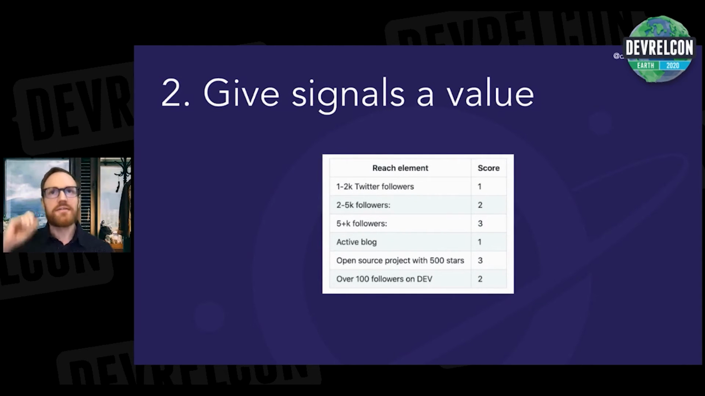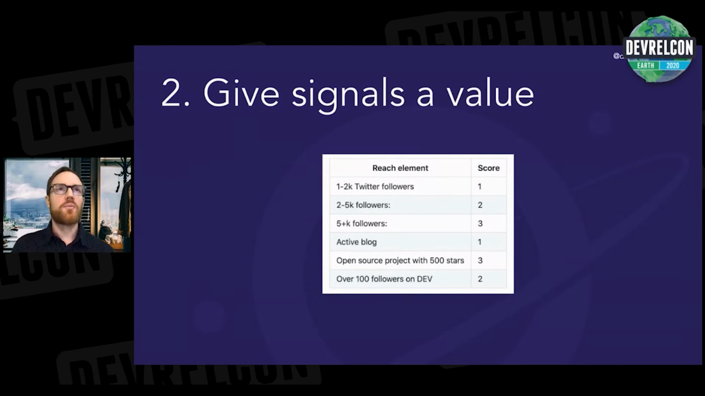And just like with love and activities, you can give each one of those a value. Here we have a little system where we give one signal point if someone has 1 to 2,000 followers, 2 points for 2,000 to 5,000, 5 points if they have 5,000+, a point for an active blog, a couple of points for an open source project, and maybe over 100 followers on the dev community, they get 2 points. As you can see, the math here is quite rough. It's not meant to be precise. It's meant to give you a pretty good idea when you look at 2 developers and you want to compare them: who has more reach, who might I want to ask to work with me on this thing versus someone else.